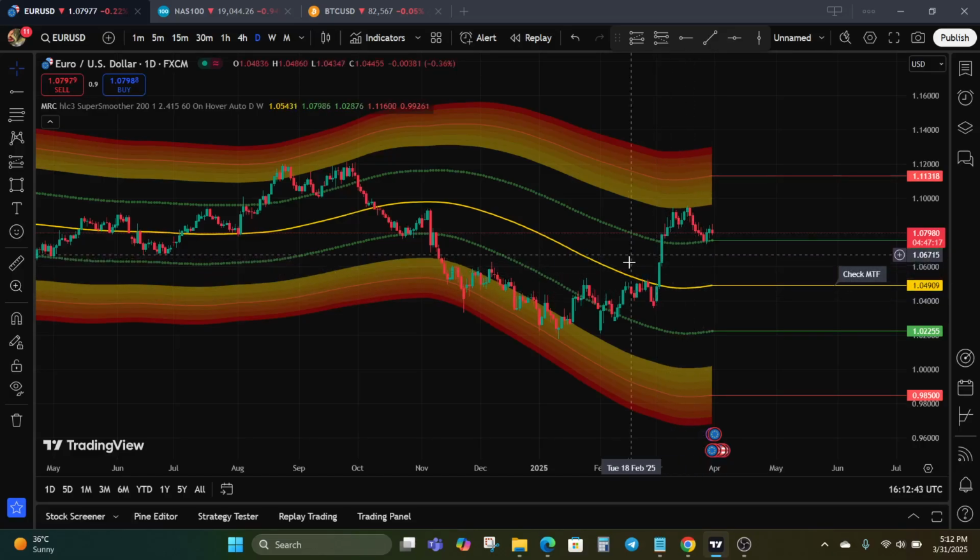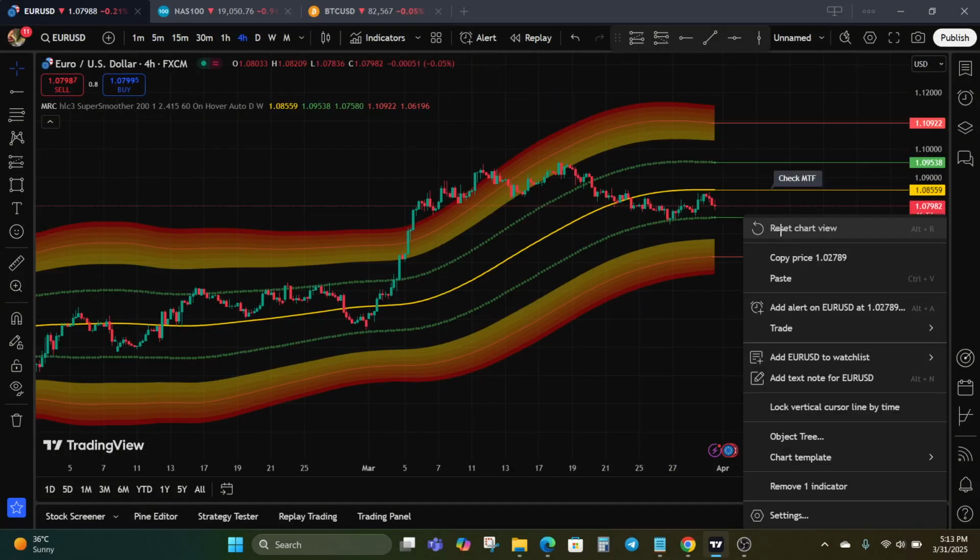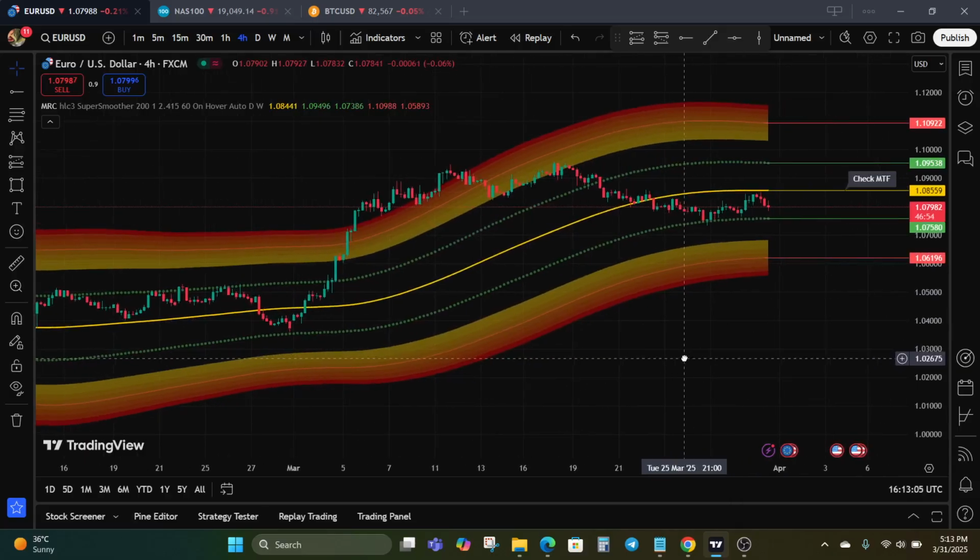So imagine a rubber band stretched too far in one direction. Eventually, it has to snap back, right? So the market works the same way. The MRC indicator helps us find those stretched conditions so we can enter at the right moment.